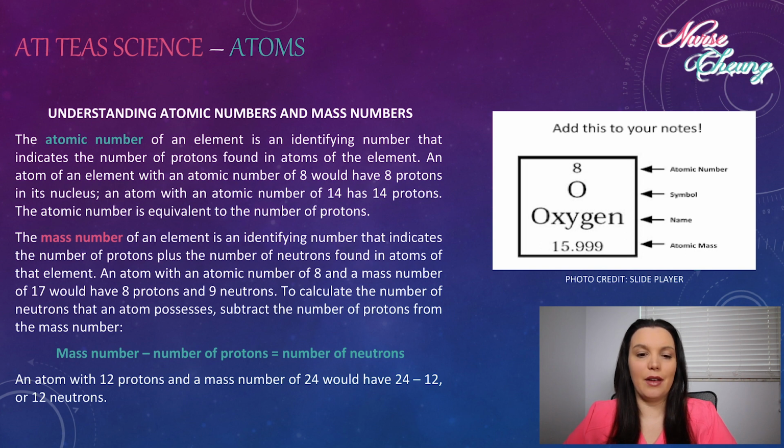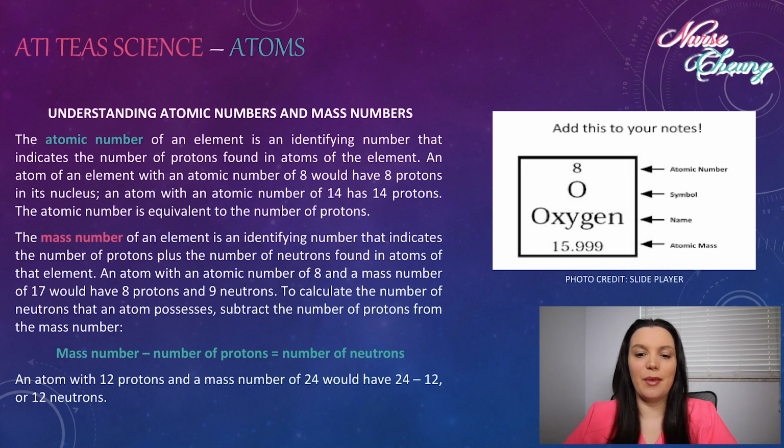An atom of an element with an atomic number of 8 would have 8 protons. And an atom with an atomic number of 14 has 14 protons. The atomic number is equivalent to the number of protons. The mass number of an element is an identifying number that indicates the number of protons plus the number of neutrons found in atoms of that element.